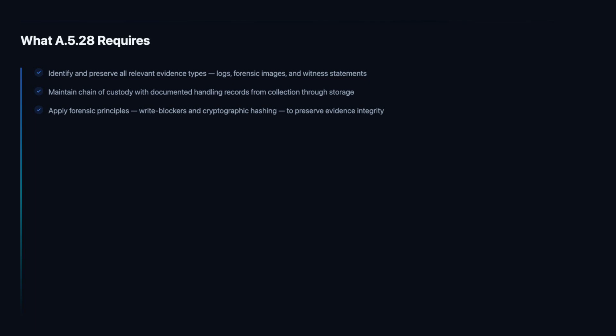Write blockers, hardware or software devices that prevent any modification of the source media during imaging, ensure that the act of collecting evidence does not alter the evidence being collected. Cryptographic hashing, generating a hash value of each evidence item at the time of collection and verifying that hash value at the time of use, provides mathematical proof that the evidence has not been altered since collection. These principles are not optional niceties. They are the technical foundation of legally admissible digital evidence.